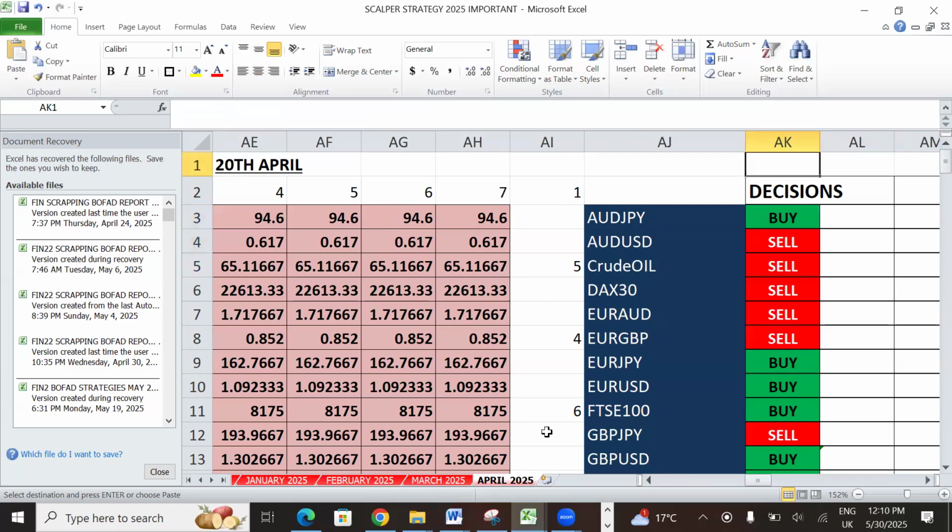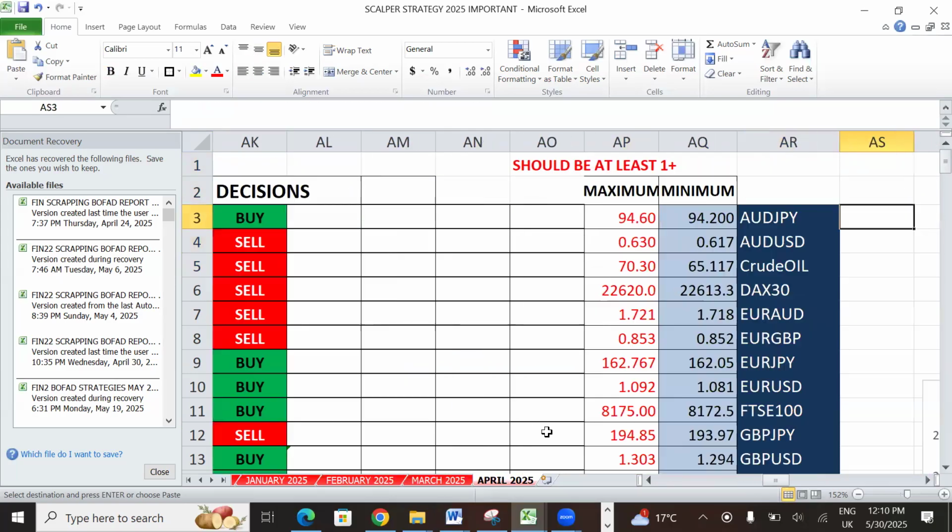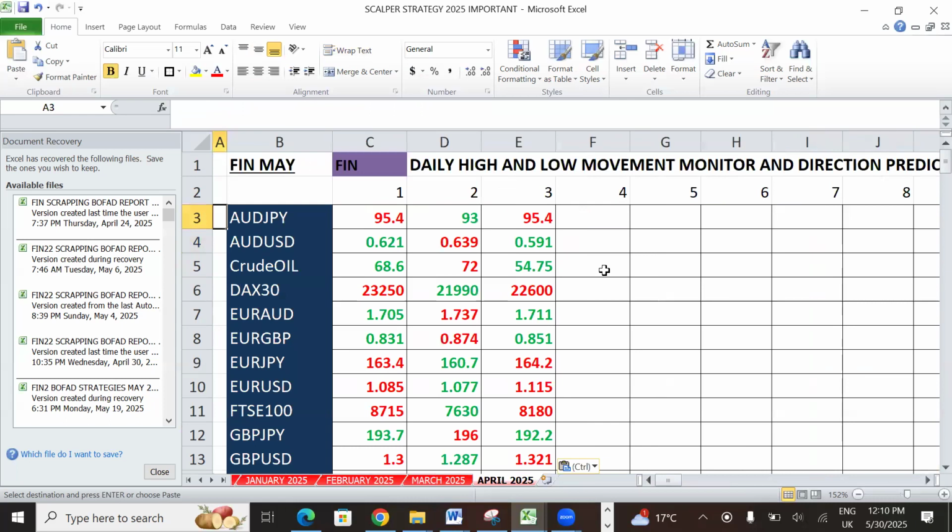So this one now is saying a buy. Let's look at the price range, 94.2. Which means when the market is below 94.2, we buy upwards, because that is what this decision is telling us now as a buy. So we can now start selling above 94.6 at the top. And this time you can see we have 93 as our low. Okay, let's look at the next one.